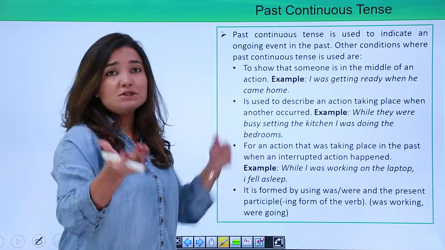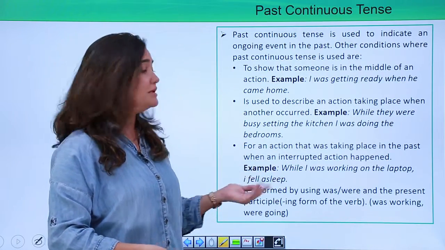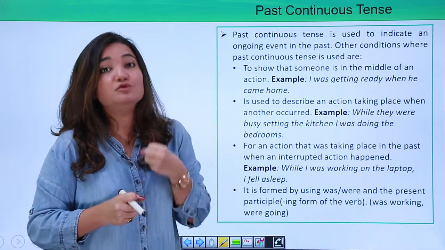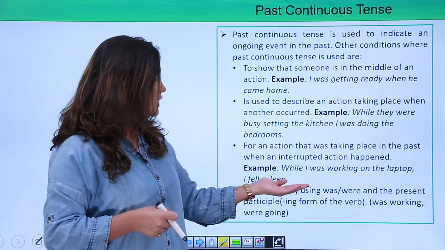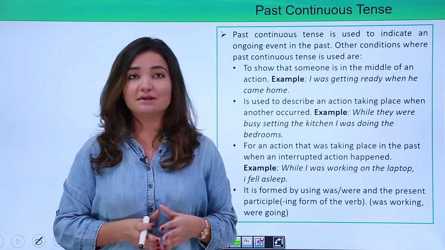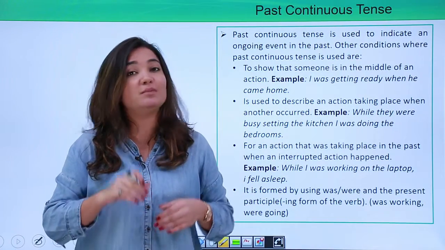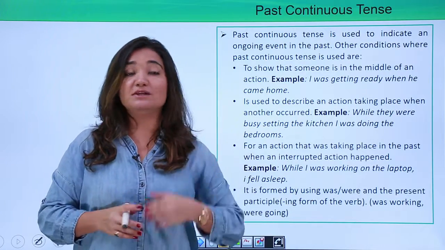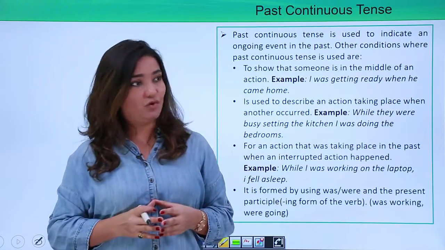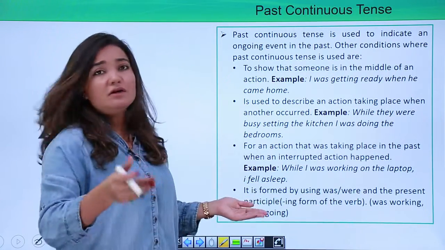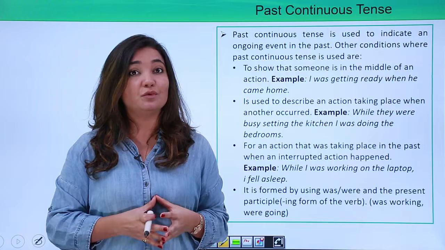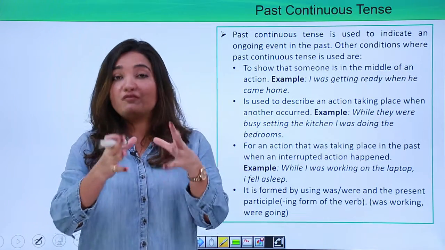So as you might have already gauged from these examples, how is it formulated? How would you write it? It is formulated by using was or were and the present participle. So what is the present participle? The present participle is the -ing form of the verb. Like I told you about the past participle, the past participle is the -ed form of the verb, but the present participle is the -ing form. So was working, were going, were talking. All of these are the -ing forms of the verb. So whenever you want to formulate it, how do you do it?